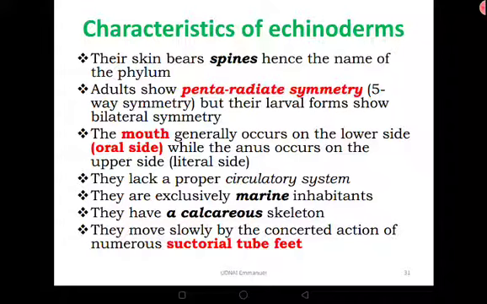They lack a proper circulatory system, but they have a water vascular system. And then they are exclusively marine inhabitants, meaning most of the members are usually found in marine habitats, in salty water. They have a calcareous skeleton made up of calcium spines, or calcium-made structures. They move slowly by concerted action of numerous suctorial tube feet. So they have those tube feet we saw earlier, and that's how they move.